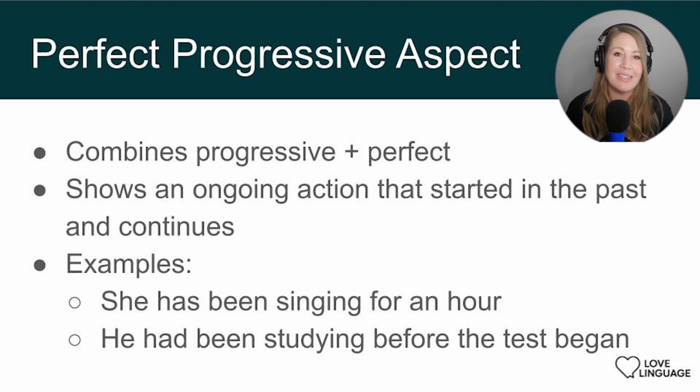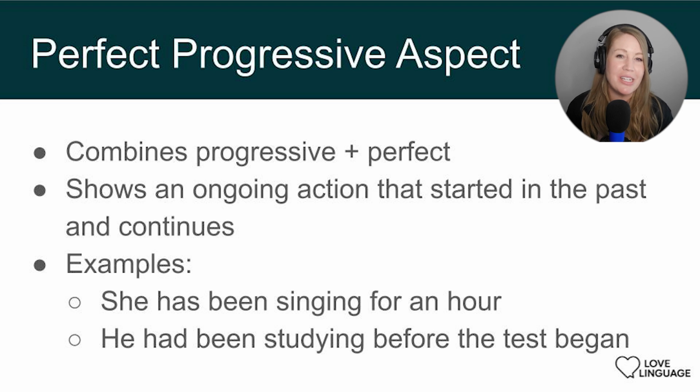The form is have, the have verb, plus been, plus an ing verb. Okay, so for example, she has been singing for an hour. That's the present perfect progressive. Or he had been studying before the last test began. That's the past perfect progressive. We can also have the future perfect progressive. For example, I will have been singing for 2 hours by the time you arrive.